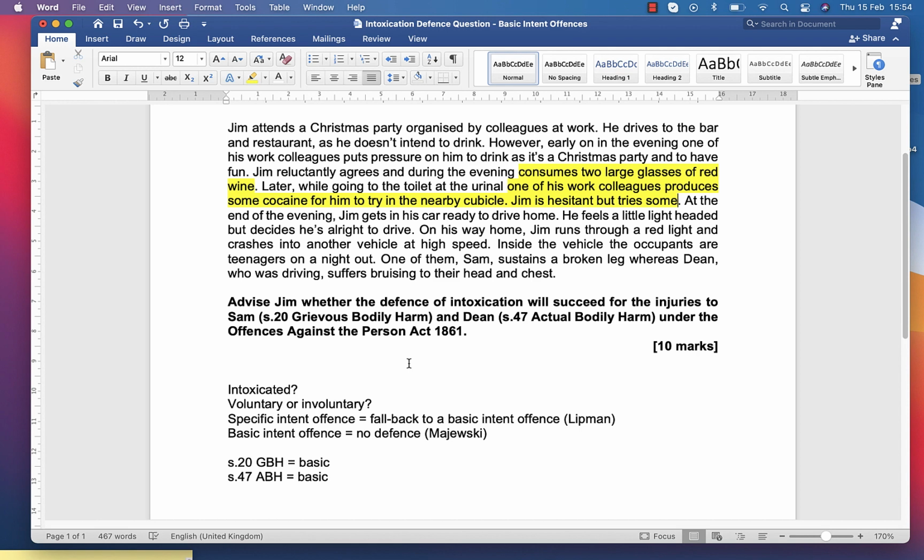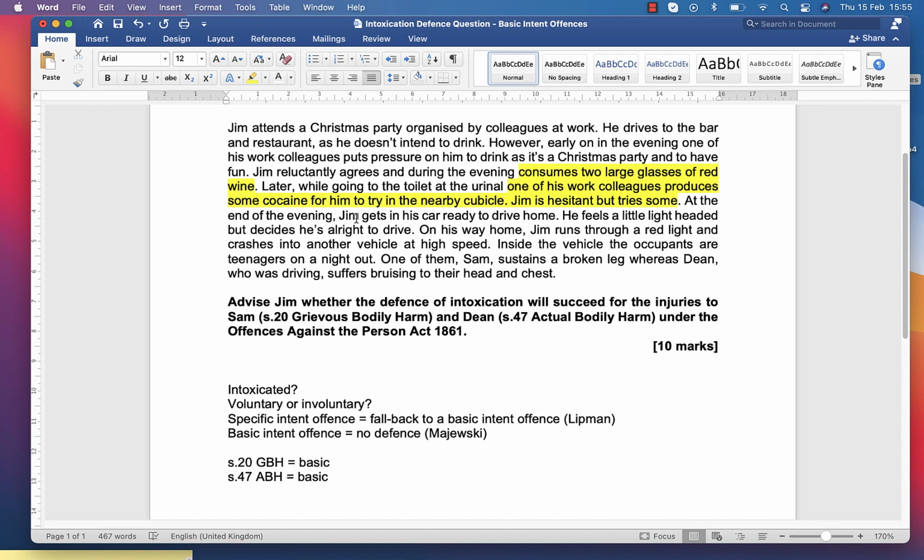Then, of course, is Jim intoxicated voluntarily by his own free will, his own choice, or involuntarily? Again, this will make a big difference to the outcome. If you're following that flowchart from before, you'll know that if it's involuntary, then that provides a complete defence according to the case of Hardy. So there's no fault there on the part of the defendant, unless at any point they have formed the mens rea despite being intoxicated.